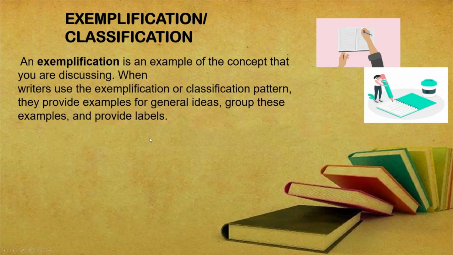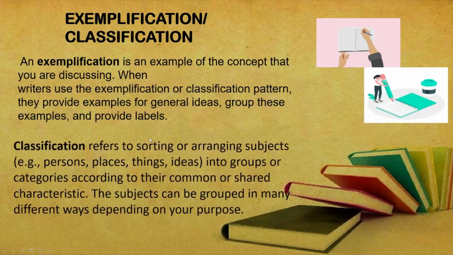Example: observation, opinion, belief. In this pattern of development, the main idea is explained by giving an extended example or a series of detailed examples. Okay? Classification refers to sorting or arranging subjects, for example persons, places, things, ideas, into groups or categories according to their common or shared characteristics. The subjects can be grouped in many different ways depending on your purpose.